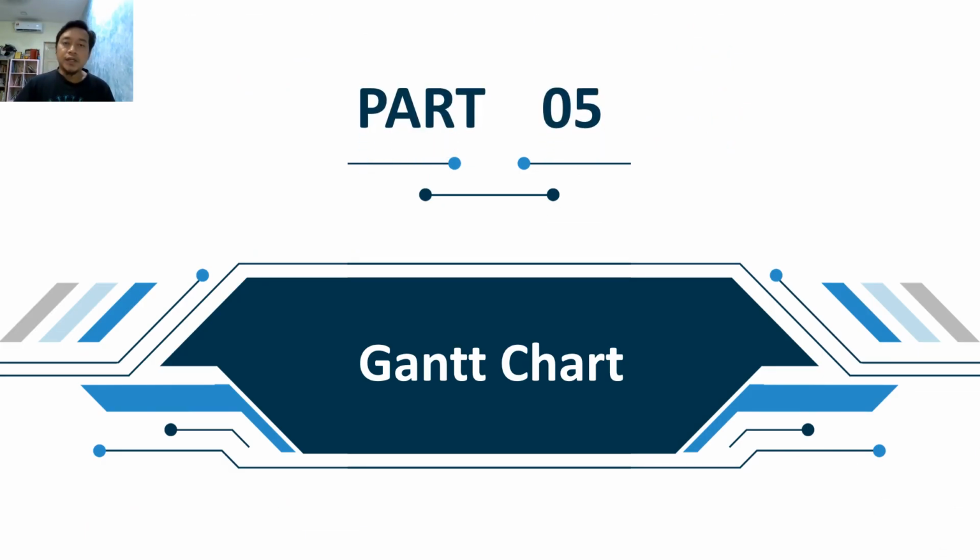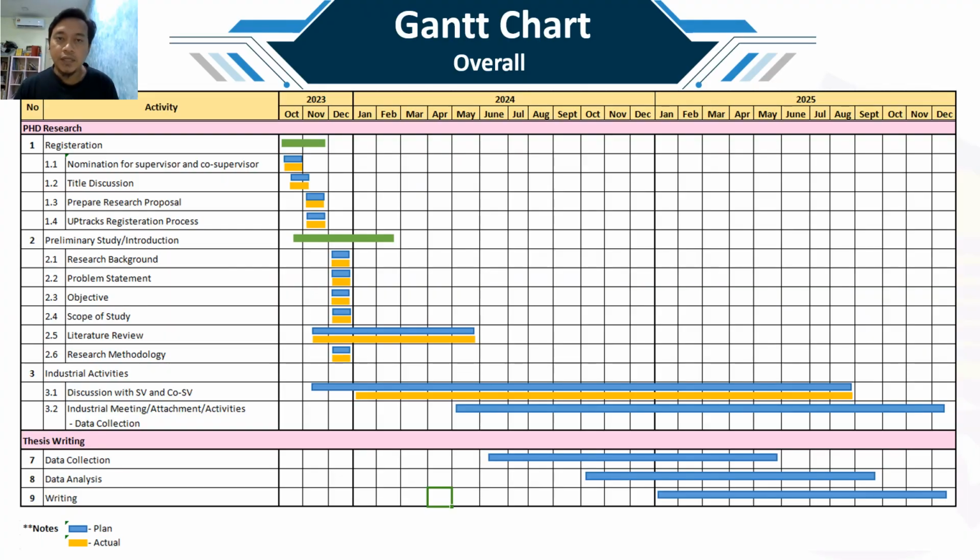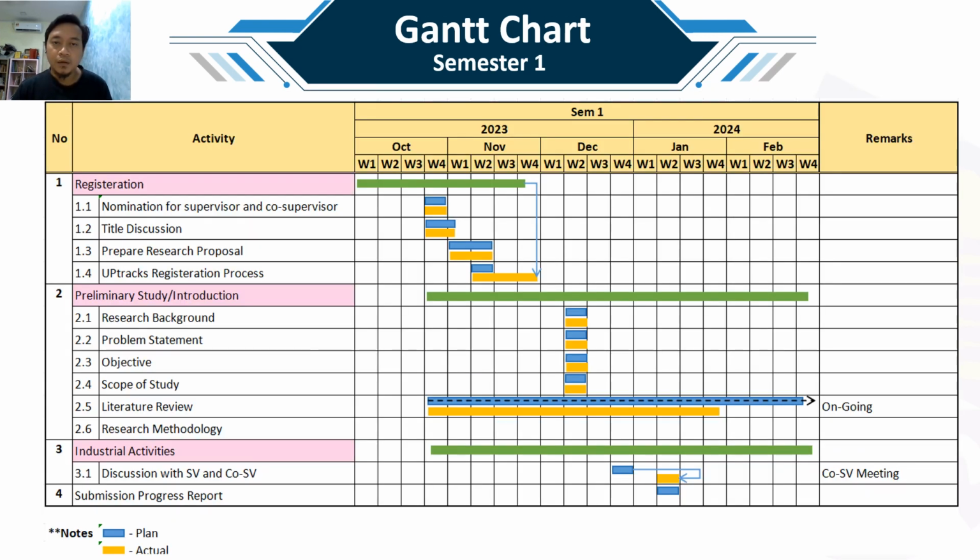Okay, next is the Gantt chart. This is the Gantt chart for the whole duration starting October 2023 until 2025 as a guideline for me to make sure this project is on track. I will update and improvise the Gantt chart from time to time. This is the Gantt chart for this semester. As we can see here, there are a lot of activities that I did this semester.